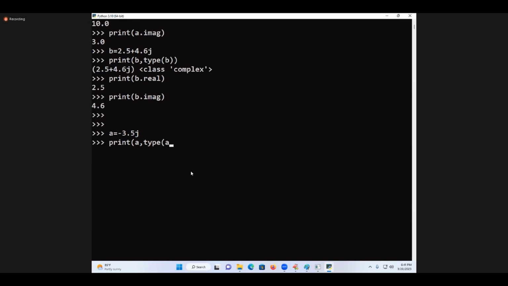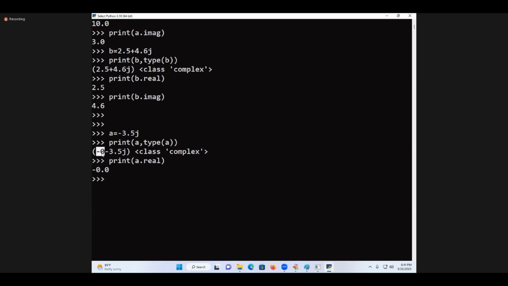A comma, type of what? A. What is the answer? Minus 0 and like this. I will write it. A dot what? Real. What is the answer? Minus 0.0.